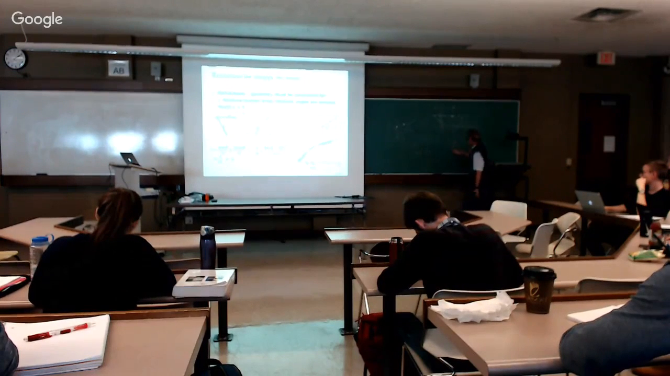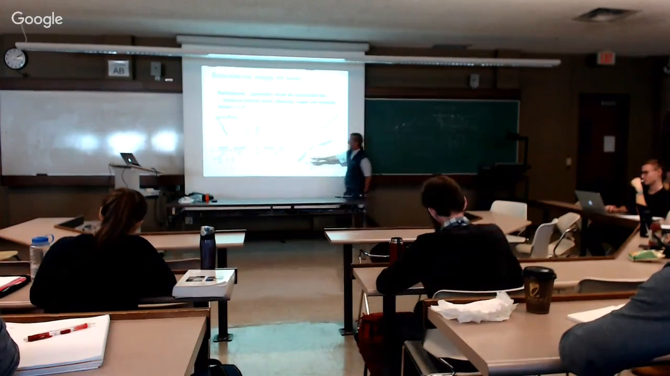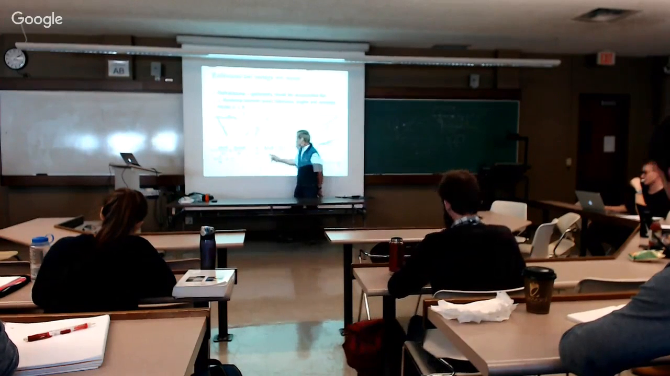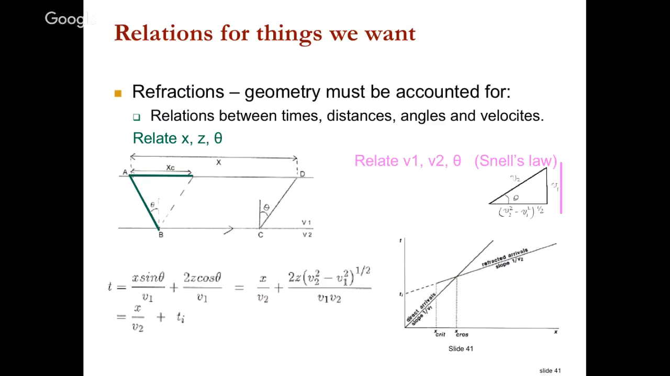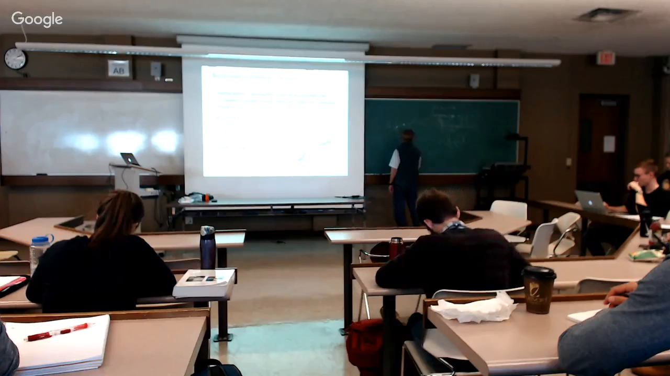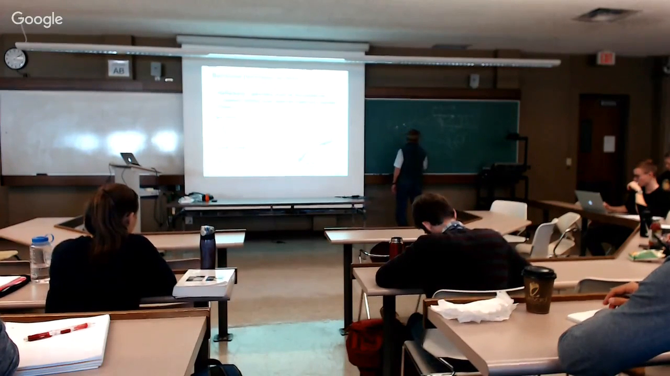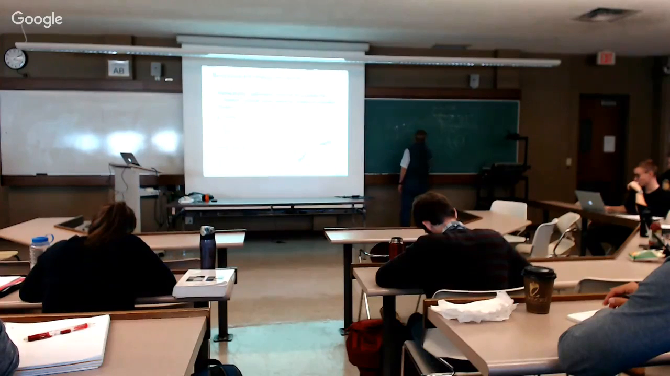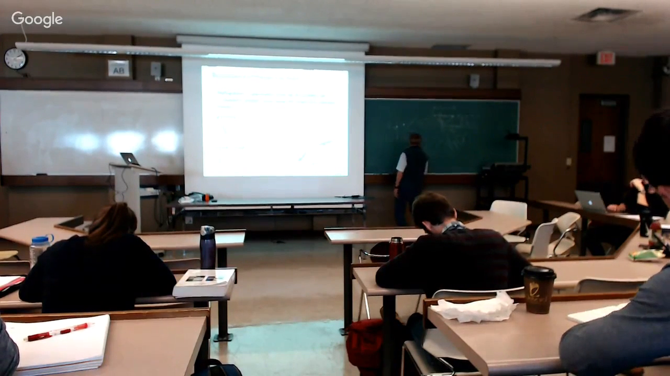And now, the good thing about this is I actually have a formula for it. I've written it here as x over v2 plus ti, but there is an expression that you guys can derive. It's actually derived in the GPR notes. I don't want to go through that over here. I don't think it's particularly useful. But this intercept time is given by this thing here. So ti is equal to 2z times the square root of v2 squared minus v1 squared, over v1 v2.